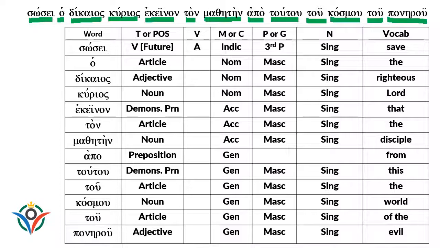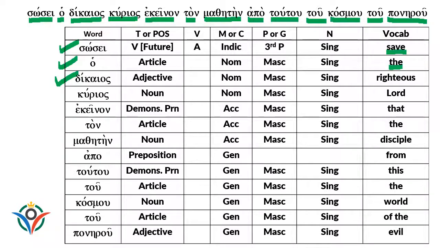We have the first word, sose, which is a verb. It's in the future tense, active, indicative, third person singular. And our vocab there, I've given you the English instead today. It means save. Then we have ha, which is an article. It's in the nominative case, masculine gender, singular, and it's the.